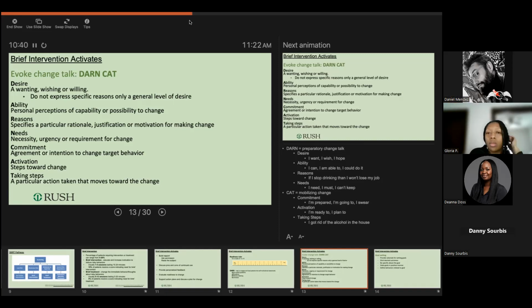And then we get to CAT: commitment, activation, and taking steps. Commitment is I'm prepared, I'm going to, I swear. Activation is I'm ready to, I plan to, so taking steps towards the change. And then taking steps, like, I got rid of the alcohol in the house. That's a particular action taken that moves towards the change.